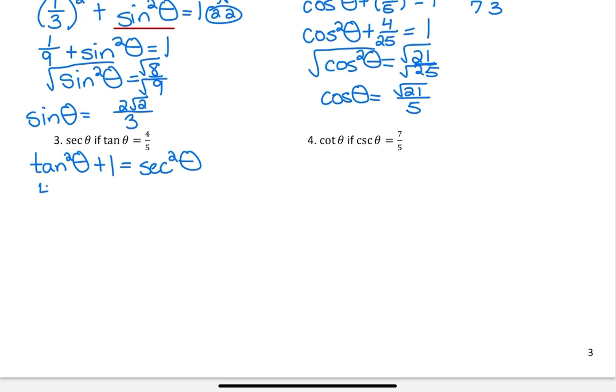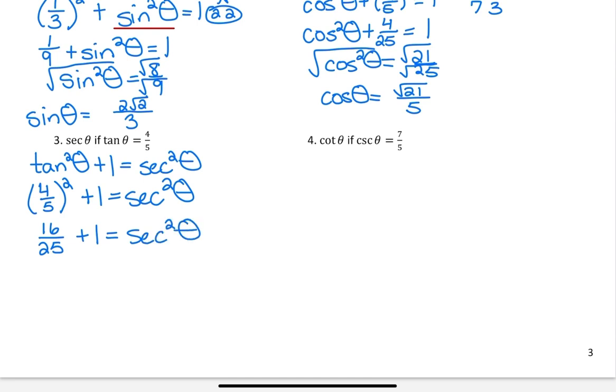Tangent is 4/5, and we'll square it. 4/5 squared is 16/25. And 16/25 plus 1 gives me 41/25. You can just type it into your calculator. And that equals secant squared theta, but we want to know what is secant.